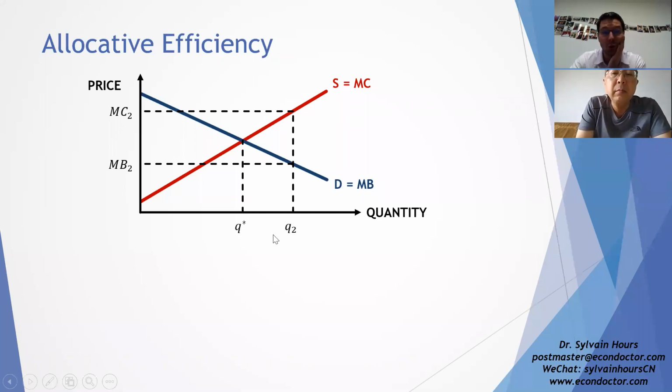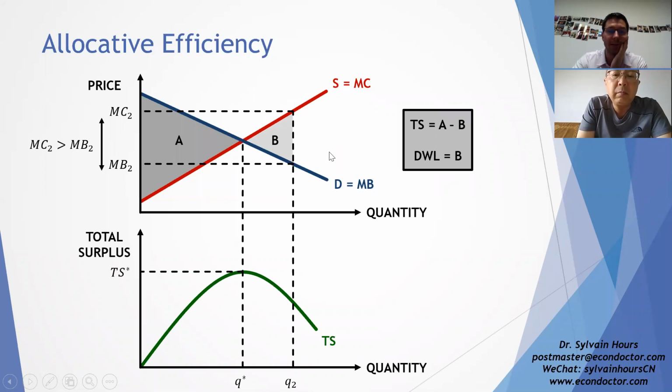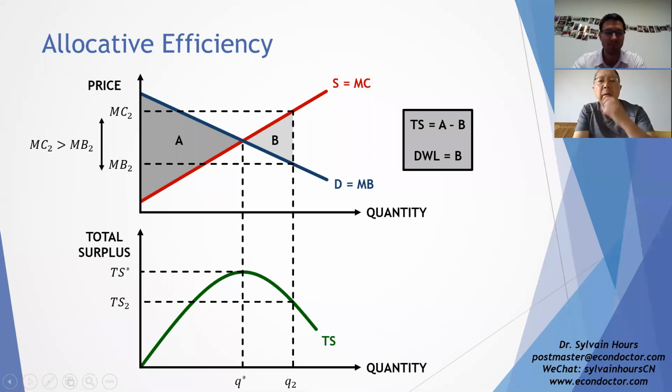We agree that Q2 is allocatively inefficient, right? It is, you see that we produce too much. There is a deadweight loss. I have identified it. So at what market price can we achieve this level of production? Think about it. At what price can we achieve this level of production?